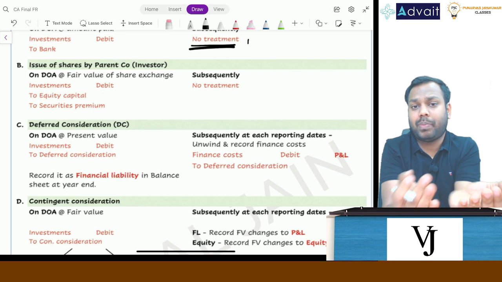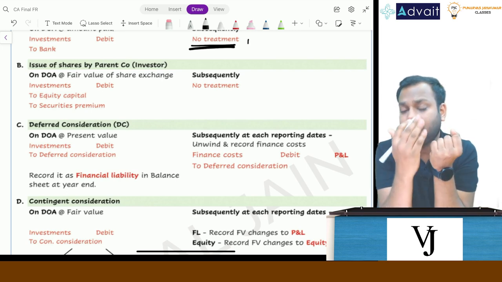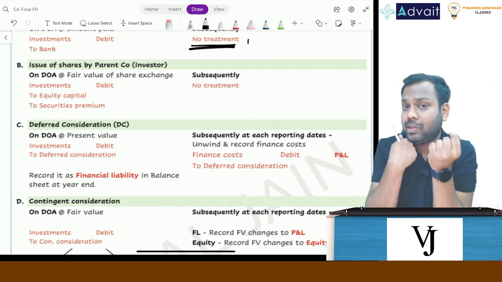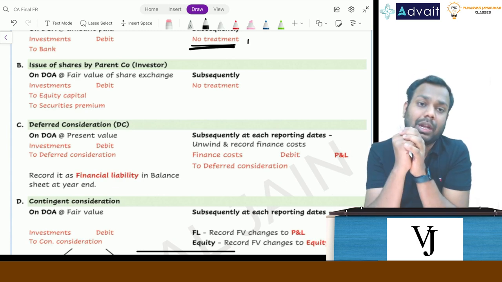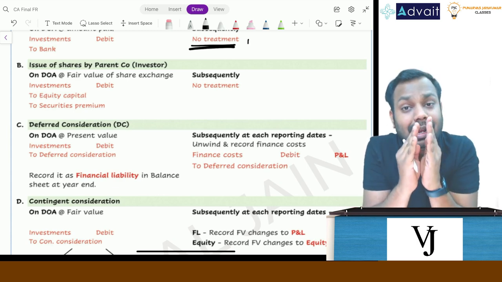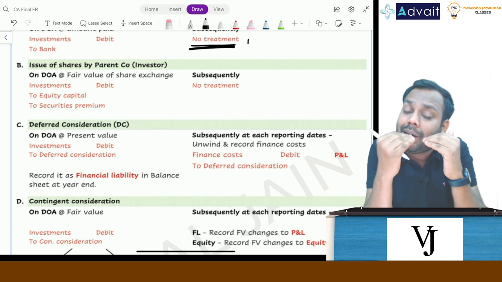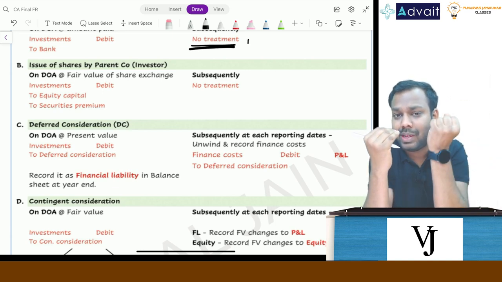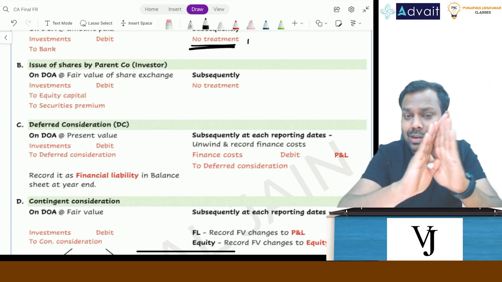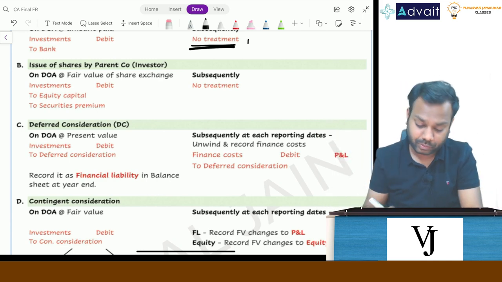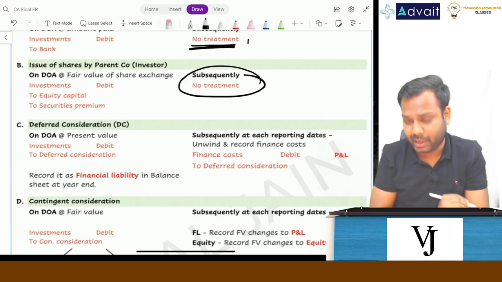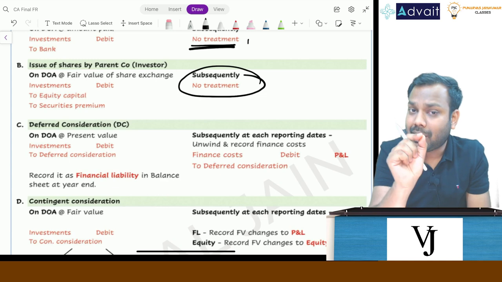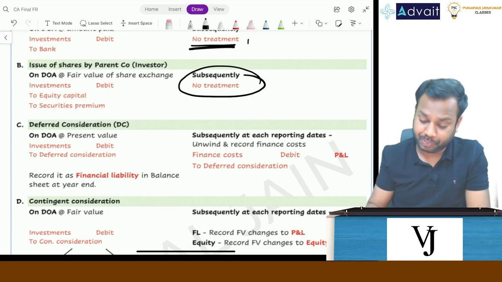Similarly, issue of shares by parent company. You purchase the shares of a subsidiary, you issue the shares. The parent company is issuing its own shares. Now the transaction again gets closed. I am settling the transaction, purchase the shares, give the consideration, and the transaction gets closed. So no subsequent treatment. But a student does make mistakes here. Two mistakes.